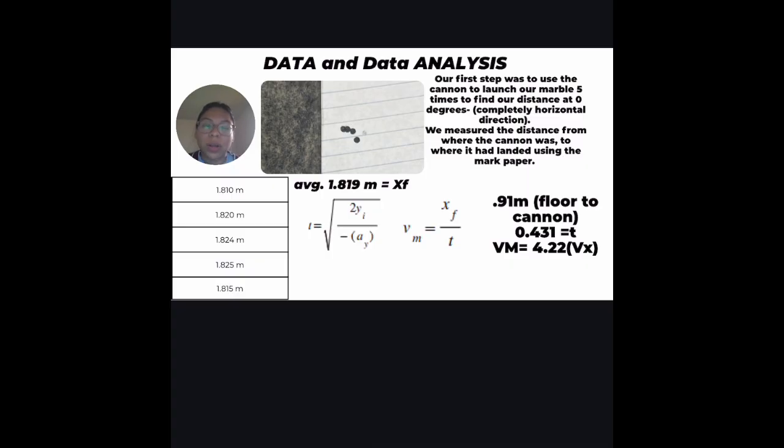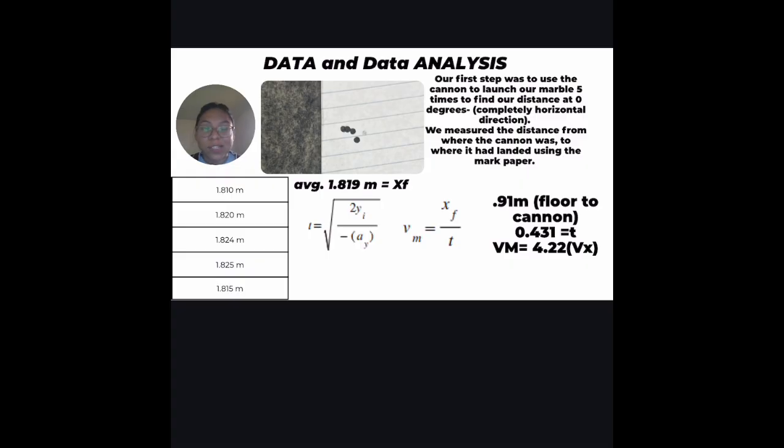1.810 meters, 1.820 meters, 1.824 meters, 1.825 meters, and 1.815 meters. So we found the average: we added them all up and divided by 5, and our average was 1.819 meters. And then that is equal to our xf, our final position.